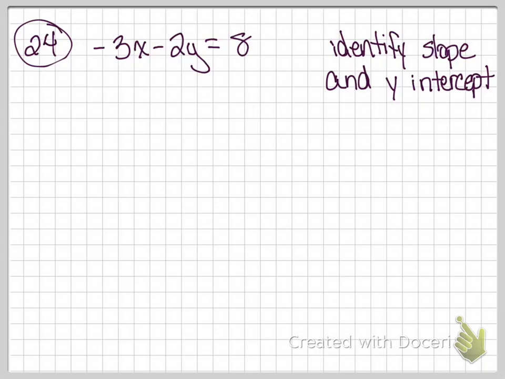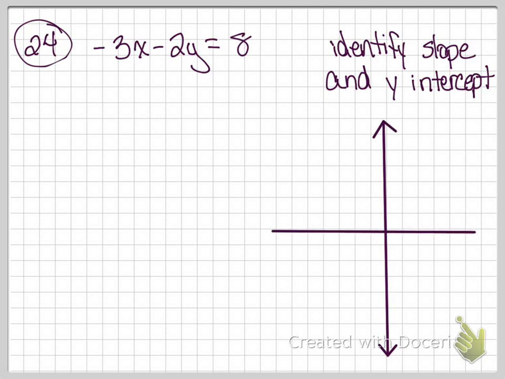Our last problem. Okay, graph the line using y equals mx plus b form. Identify the slope and the y-intercept. So we're going to do that. We're going to graph the line using y equals mx plus b. So I'm going to go ahead and draw a graph over here for us to use. That's ultimately what we're doing, is we're graphing the line.